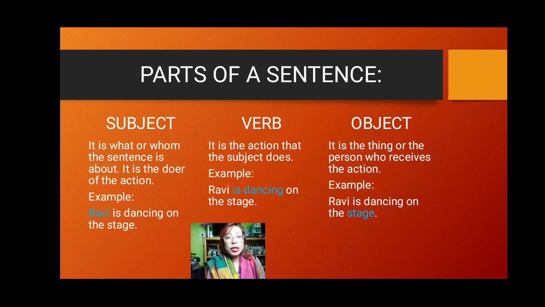In our last class, we saw what a helping verb or auxiliary verb is, and the main verb, right? A helping verb does not depict an action. It is just helping the main verb to convey the meaning. And which is the main verb in this sentence? It is dancing.